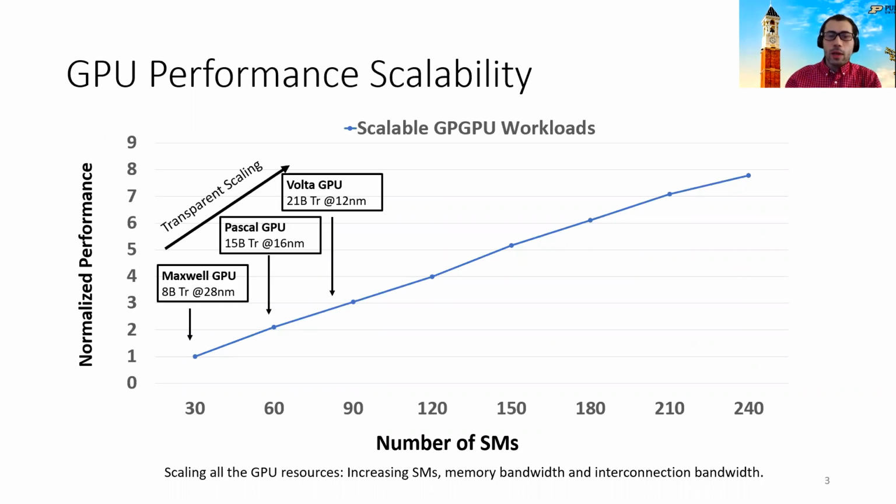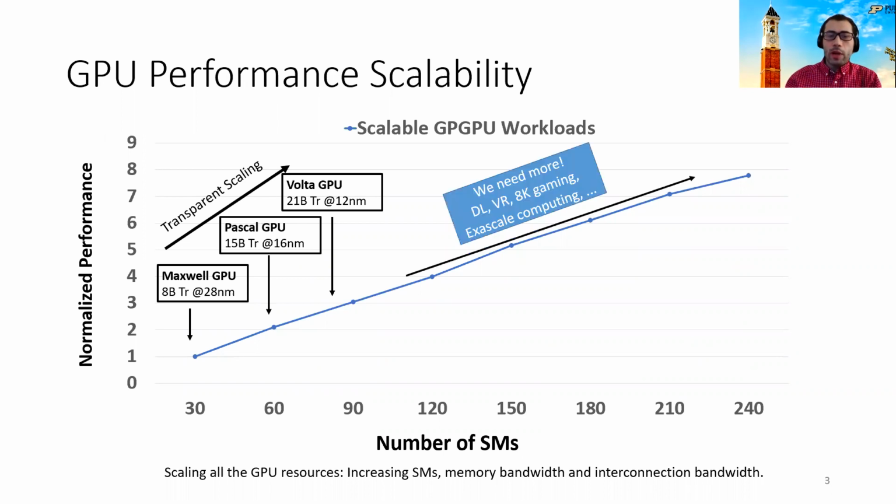Over the last decades, and powered by process technology advances, GPUs have successfully increased the number of SMs and transparently improved the performance by an order of magnitude. However, as we can see in the figure, these workloads still contain further parallelism to exploit and need more compute resources than what is available today to continue performance scaling.